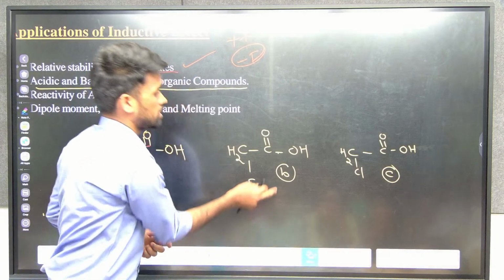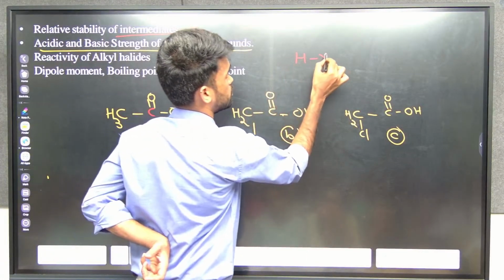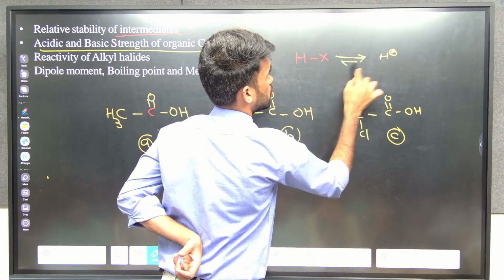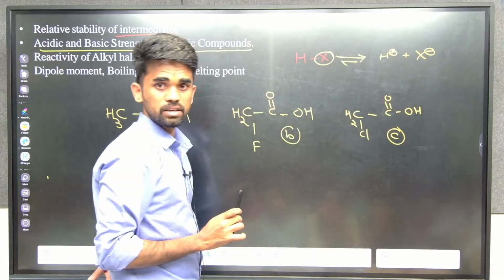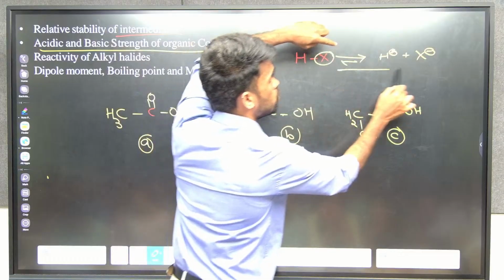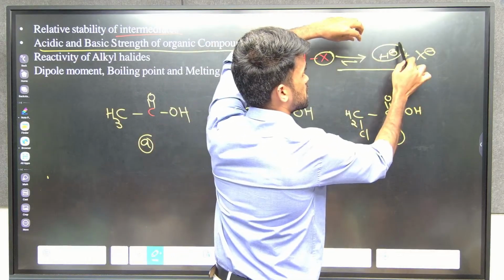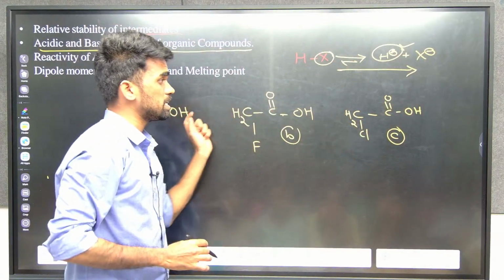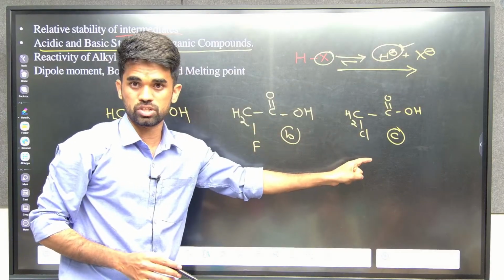Acidic means what? If I say a compound is acid, like HX is an acid, it should release H plus ion and form X minus. So if I say more acidic, this equilibrium should move forward. It means it should release H plus ion more easily, therefore I can say that compound is more acidic. So now, the acidic nature of organic compounds depends on what types of groups are attached.